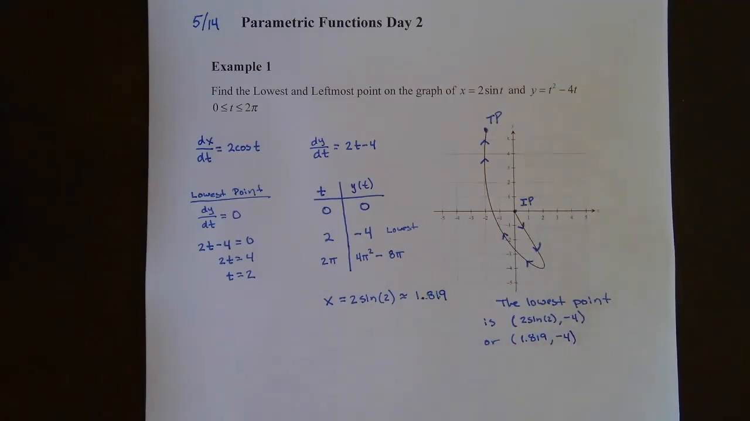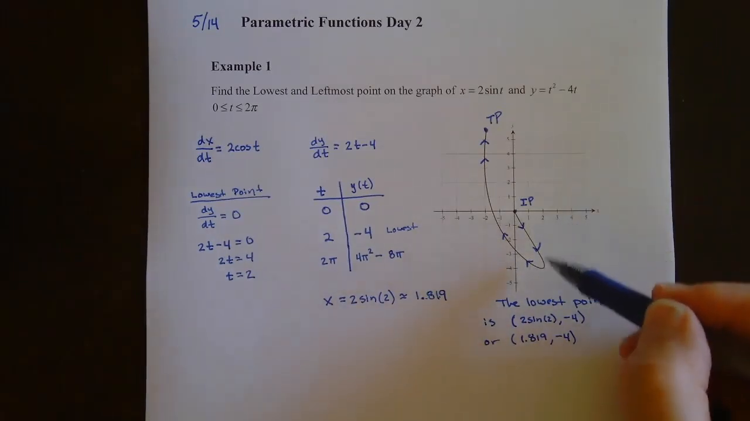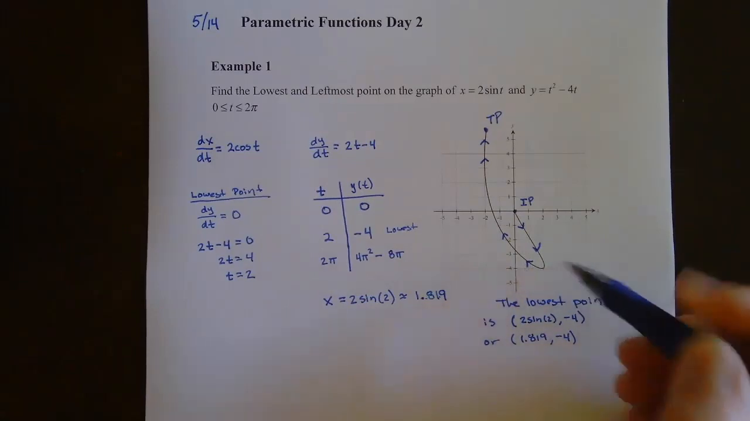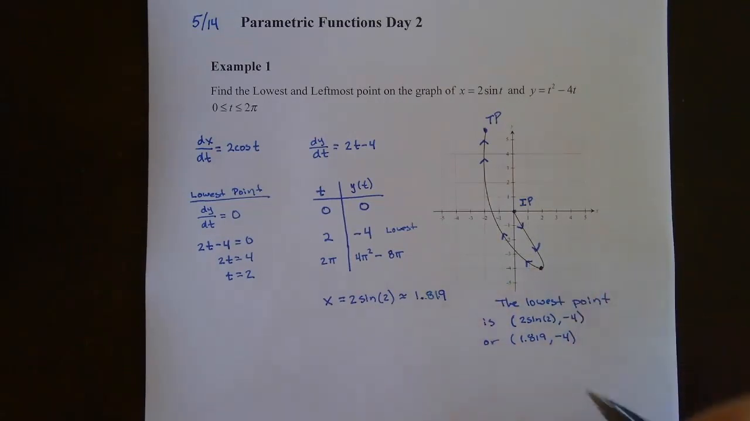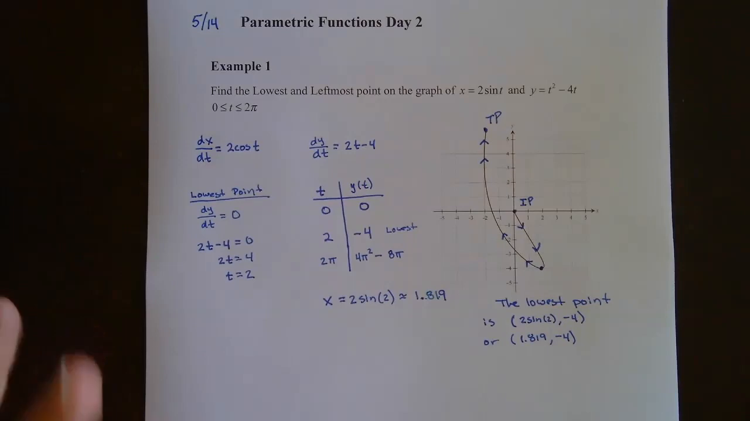And does that match up with what we were thinking? Yeah, it does. Like right about there, right? 1.8, we said, and negative 4. Yeah, it's this point. That's this point right here. Okay. And yeah, that looks like the lowest point, right? So this kind of makes sense. I'm using the graph to help us understand it, because you can get lost in all this math, okay?